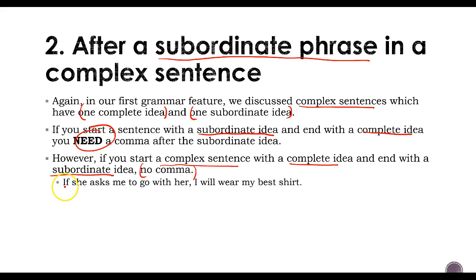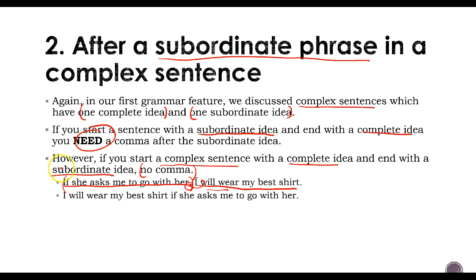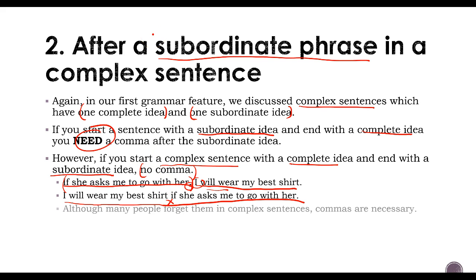Here, this sentence starts with a subordinate idea. If she asked me to go with her. See, that can't stand on its own. It's a subordinate idea, comma, I will wear my best shirt. That is a complete idea. So here, it starts with a subordinate idea and ends with a complete idea. We need the comma. Here's the reverse. If you start with a complete idea, I will wear my best shirt if she asks me to go. No comma. So don't put a comma here. Only if you start with the subordinate idea.